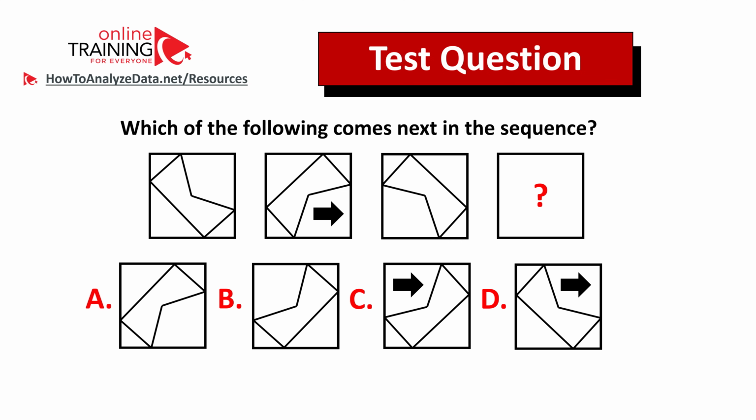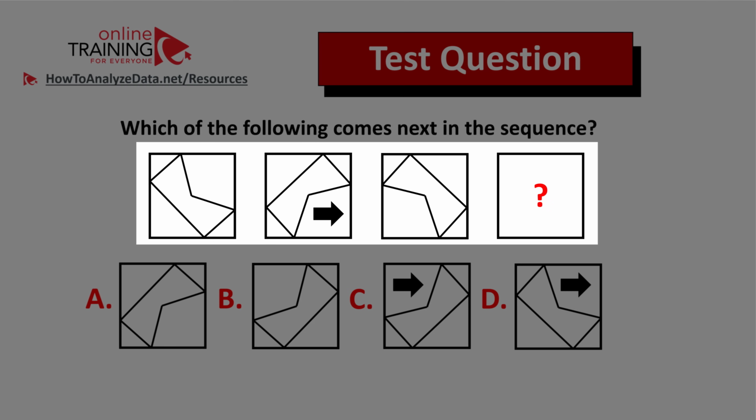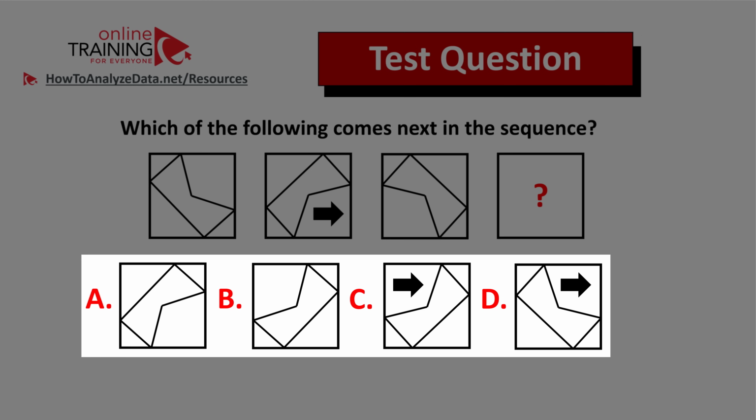And here's the question you can try to solve on your own. Which of the following comes next in the sequence? You're presented with 4 different squares, and each square has another figure inside. And there are 4 possible choices: A, B, C, and D.